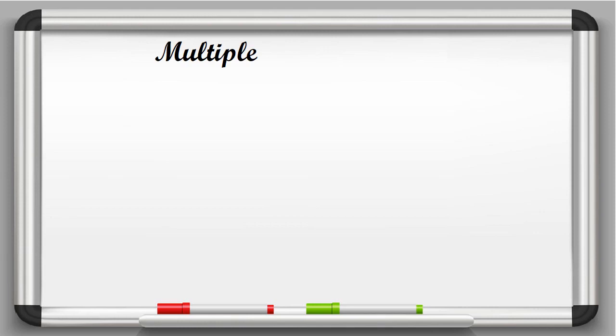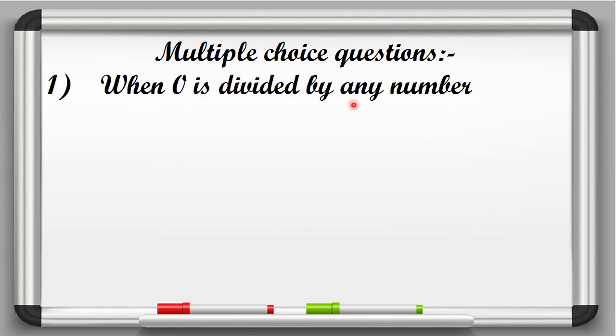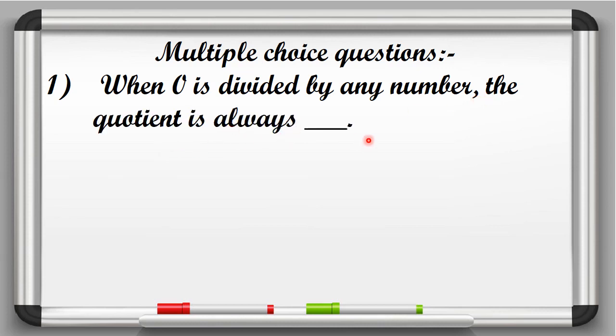Understood? Now the next is multiple choice questions. What do you mean by multiple choice questions बेटा. मल्टीपल चॉइस क्वेश्चंस का मतलब होता है when we have given 4 options and we have to find out the correct option from them. Okay, so let's start. In question number 1, when 0 is divided by any number, the quotient is always dash.